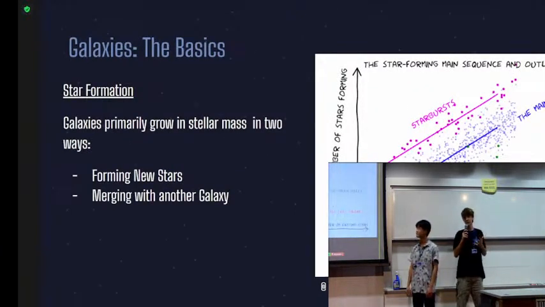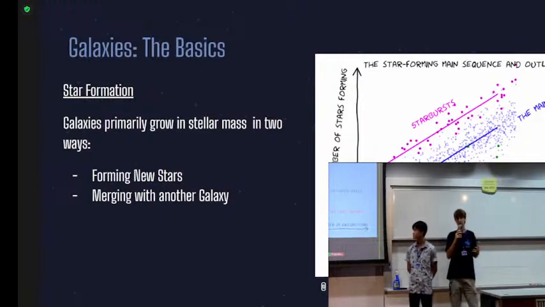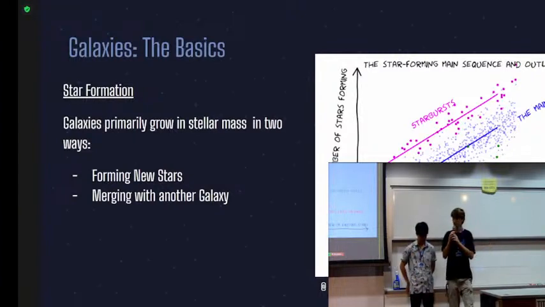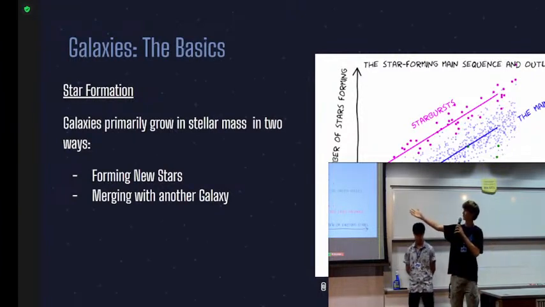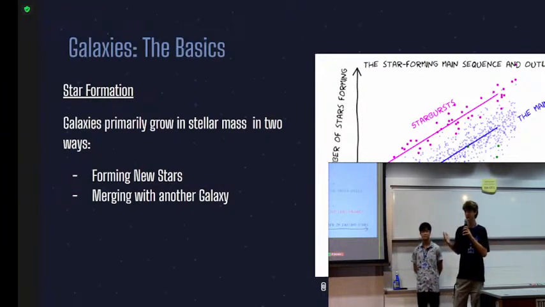So, in relation to stars, one last brief overview on the basics of galaxies is star formation. Stars are pretty much what determines, as Wilson said, the color of galaxies. And star formation is typically how a galaxy would grow if it didn't undergo another, more irregular thing like merging with another galaxy.